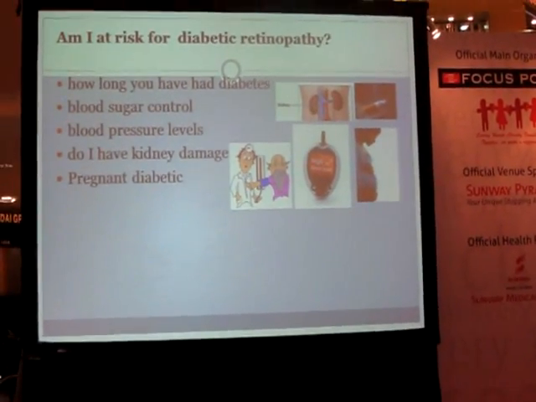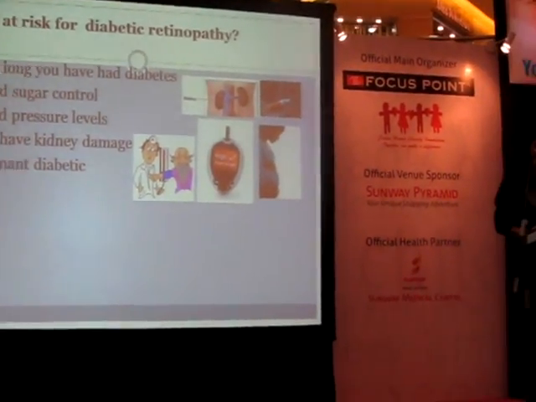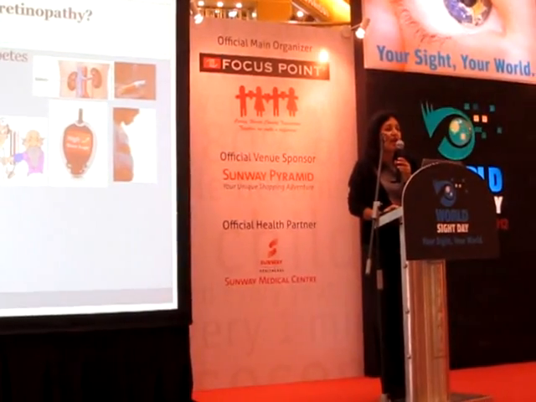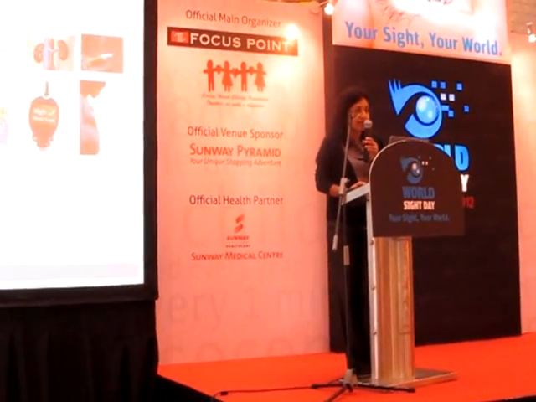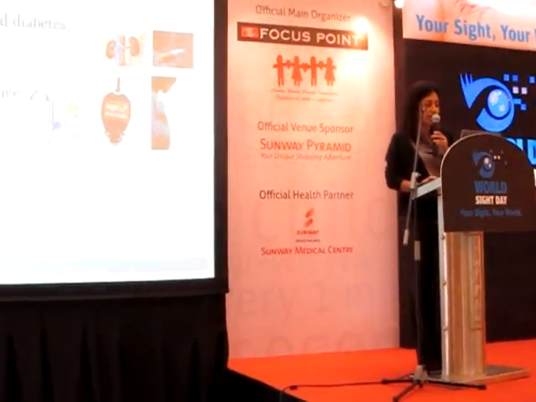If you're pregnant, nowadays more and more younger people are getting diabetes. So at a very young age, when they have diabetes and then they are pregnant, something happens because of the hormone changes that occur during pregnancy.